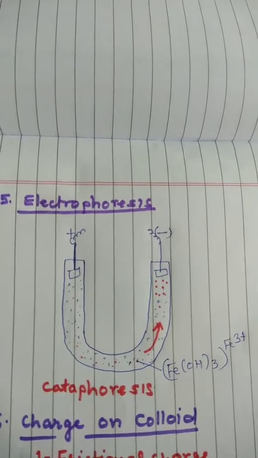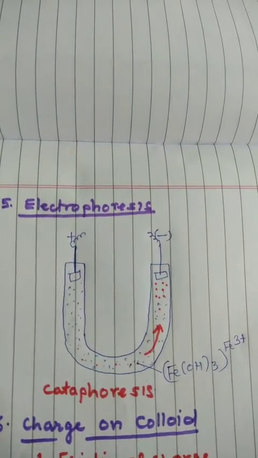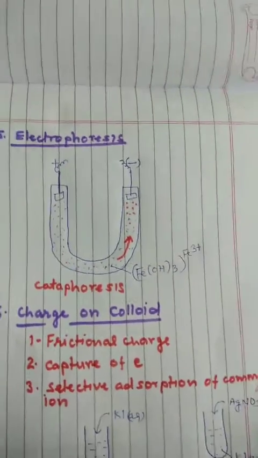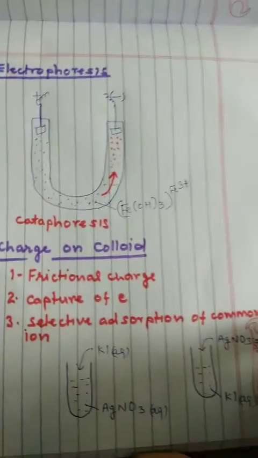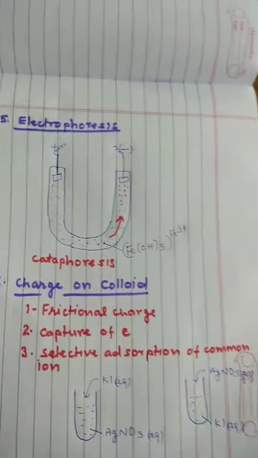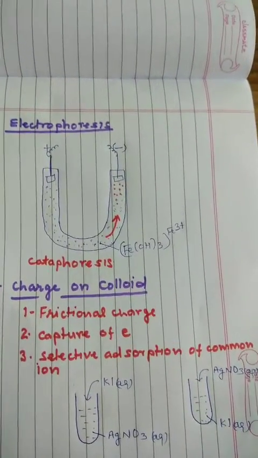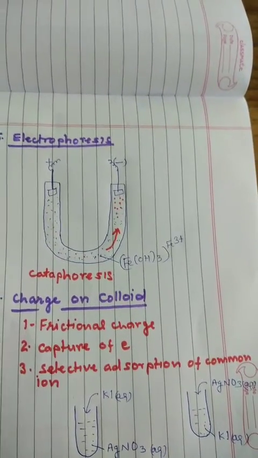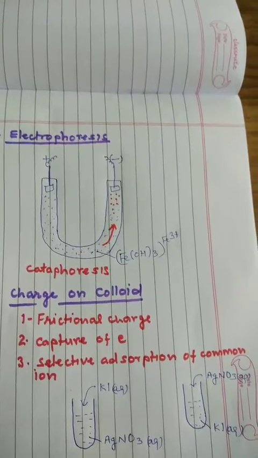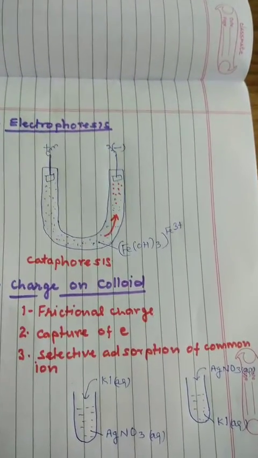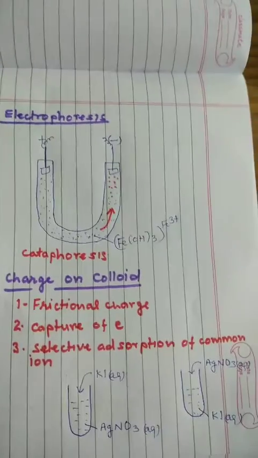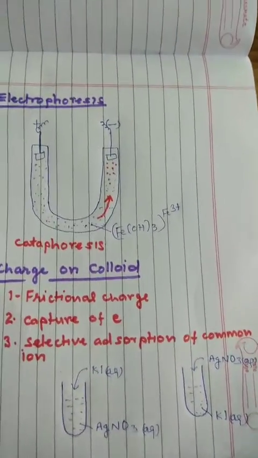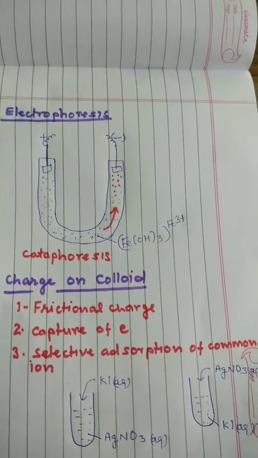Now, how is the charge developed on a colloidal particle? What is responsible for the development of charge on the colloidal particle? Let us see how the charge is developed. What are the sources of the charge developing on the colloidal particle? There are various ways by which the colloidal particle acquires charge. We will discuss a few of these ways here. First one is frictional charge.